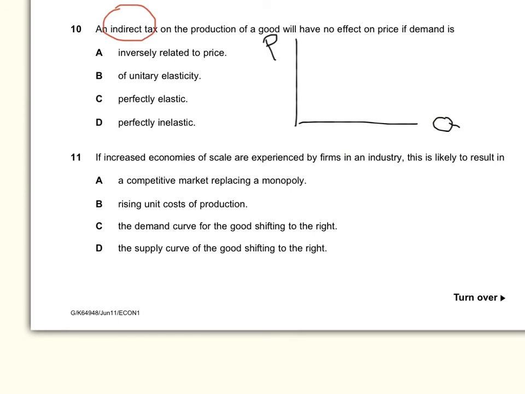Question 10 is worth a little sketch. So remember, an indirect tax on production would shift us from S1 to S2, and I've now drawn the answer. The only situation where there's no effect of an increase in tax, and this is a theoretical example, is where the price elasticity of demand for the product is perfectly elastic. And if you notice, the quantity changes, but the price in this instance is unchanged. So the answer to question 10 is C.